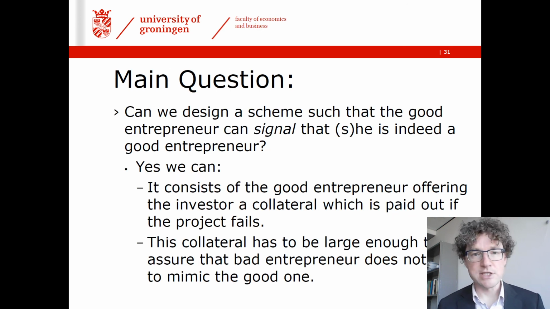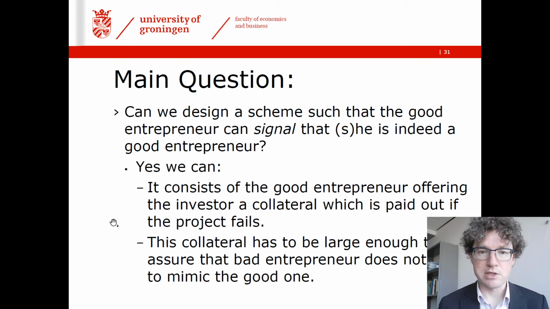So the question that we tried to answer here was, can we design some scheme such that indeed this good type entrepreneur can convince the lenders that they are good entrepreneurs, in other words, send a credible signal to the lenders that they are good? And yes, we can. So what does it look like? Good types will offer collateral which is going to be paid out to the investors if the project fails. And we have to make sure that this collateral is large enough to make sure that bad entrepreneurs are not willing to copy that behavior, so they're not willing to mimic the good ones. That was this no mimicking constraint that we had a look at.